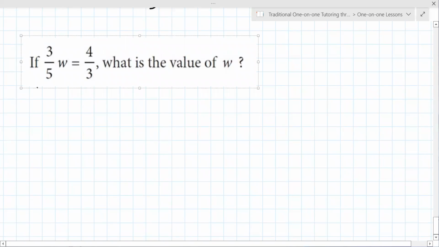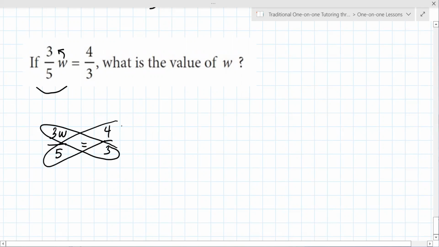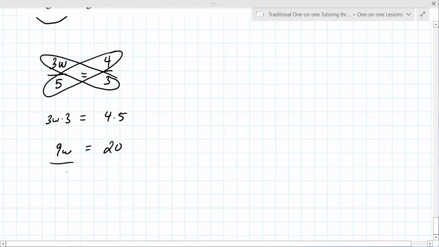Okay, so again, on the left-hand side here, 3 over 5 times W. So you can put the W in the numerator. 3W over 5 equals 4/3. And now you can cross multiply. All right. So what is 3W times 3? It's 9W. And then 4 times 5 is? 20. Okay, so divide both sides by 9. W equals 20 over 9. And this is okay. This is okay that it's a fraction.